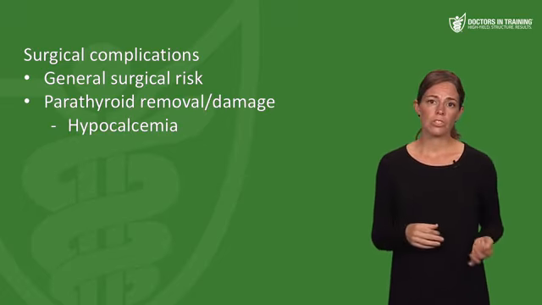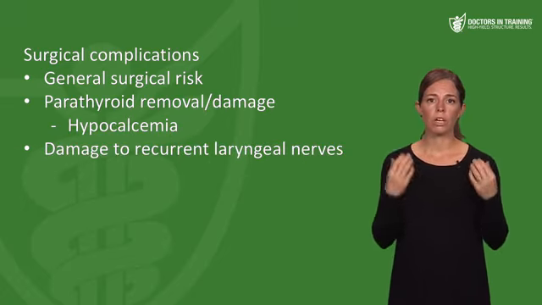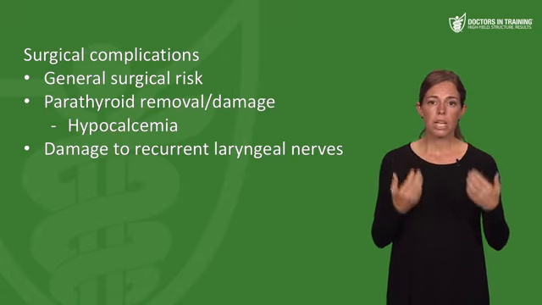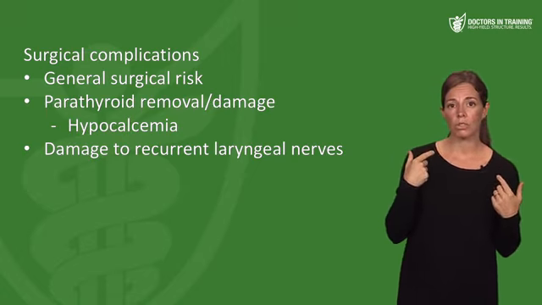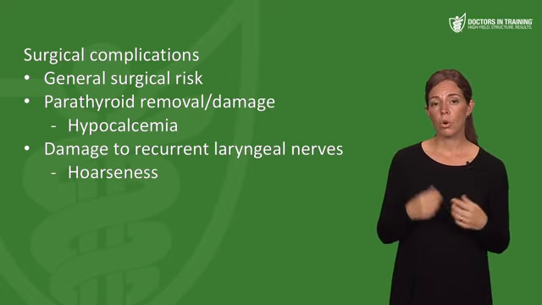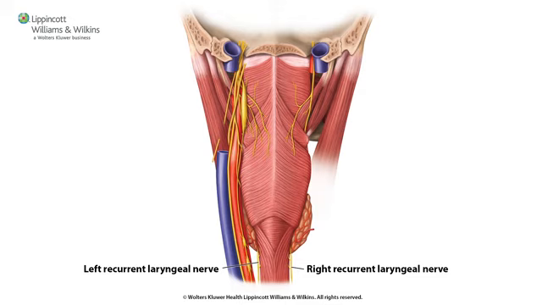And there can be transient hypocalcemia from stunned glands that can then recover over some weeks as things heal. And the second complication is there can be damage to one or both recurrent laryngeal nerves. So that's a branch of the vagus nerve that innervates the thyroid and the vocal cords. So if you damage it, then the result is hoarseness. So here you can see the posterior view of the pharynx, and you can see how the recurrent laryngeal nerve runs by the thyroid and could easily be damaged in a thyroidectomy.